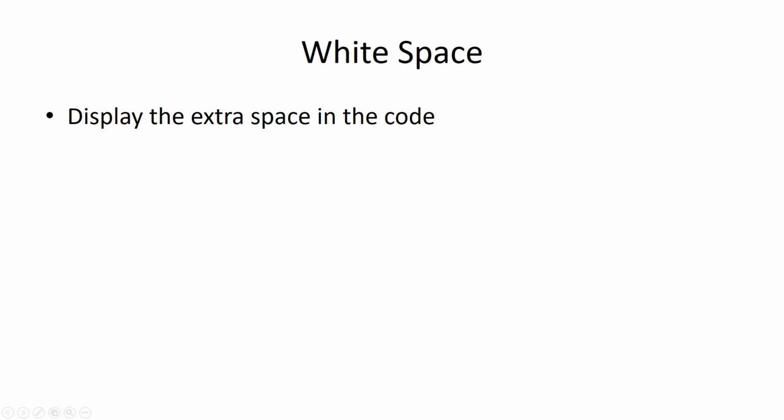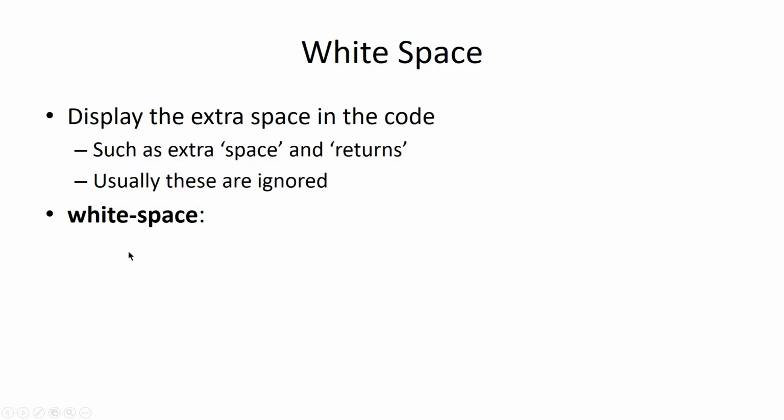Another thing you can do in text formatting is to control how the white space in the code will be displayed. For example, if you have extra space or line breaks in the code, usually these are ignored, but you can change the behavior of that.